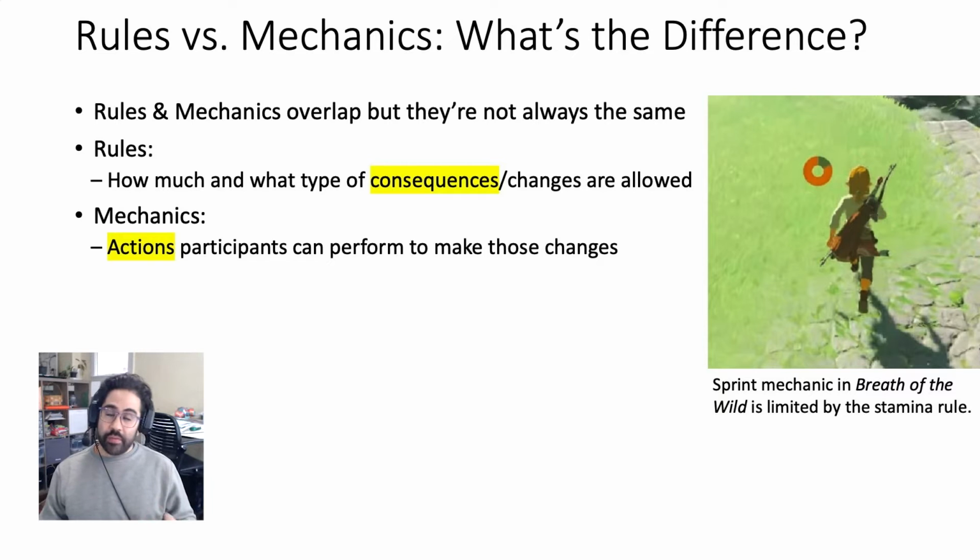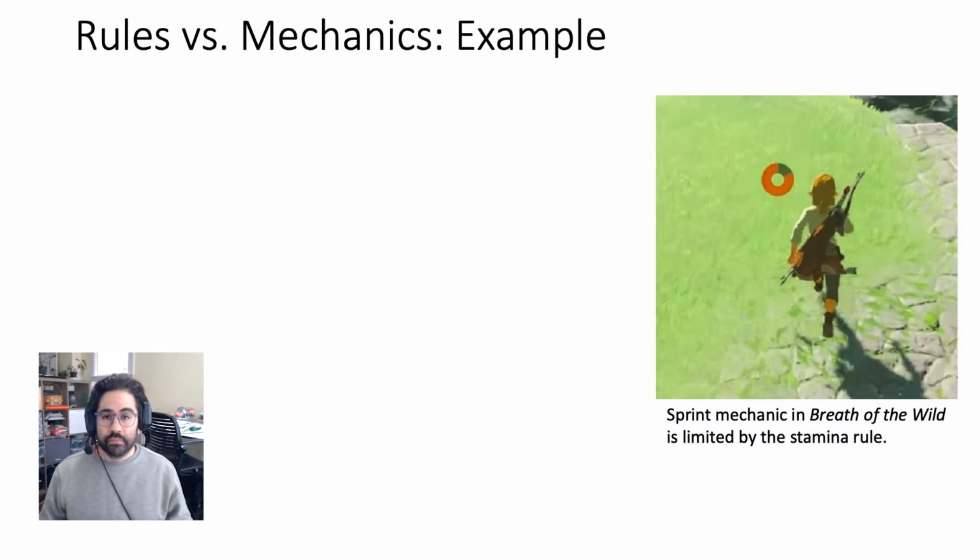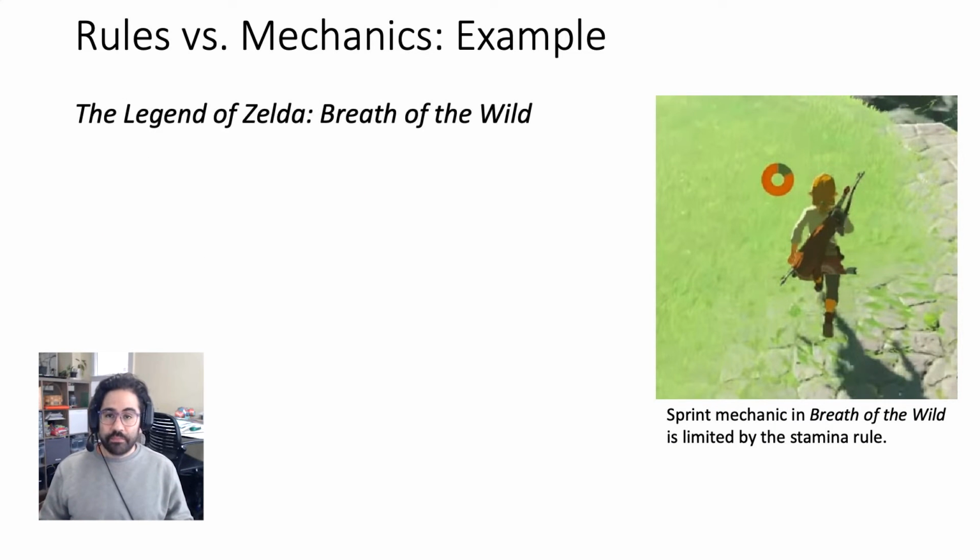Now throughout this video you'll hear me mention participants, and that can refer to human players of a game. It could also refer to the computer or an autonomous player that still is bound by the rules of a game. So let's break this down with an example.